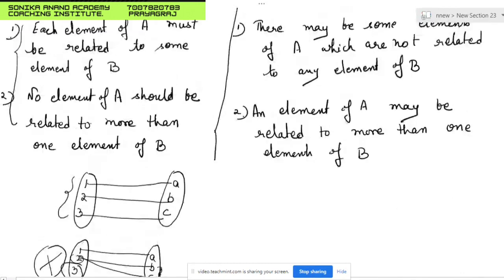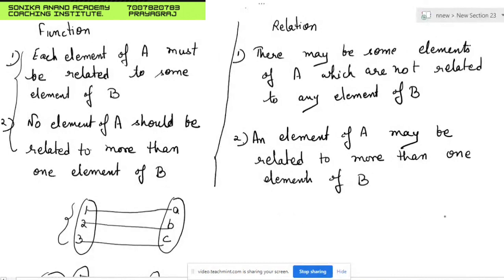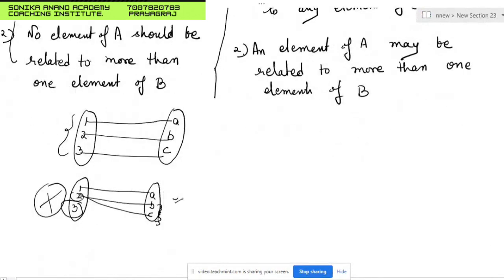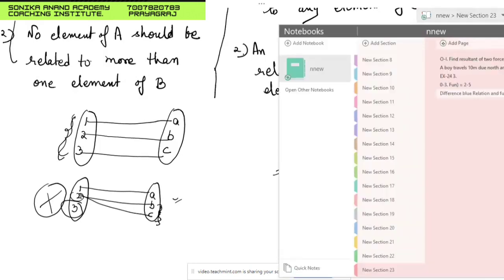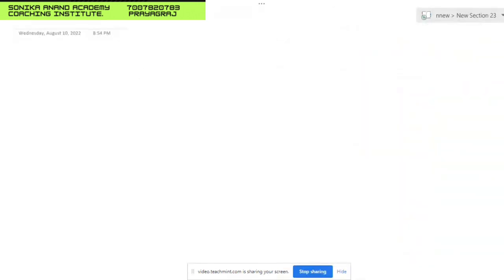In relations, this picture can be treated as a relation because one element is left over here, A, B, C. One can be mapped with more than two. One element can be left. This is a relation, but not a function. For a function, each element of the first set should be mapped with another element. I will give you some more examples to explain that.